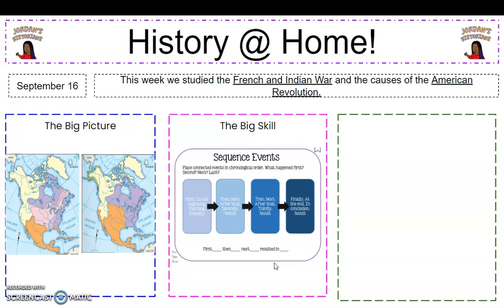Right now, we are focusing on the causes of the American Revolution, and your historian should have a timeline on pages 17 and 18 in their ISN. We will be sequencing events that led up to the revolution and then sequencing events of the American Revolution. Here are 3 questions that your historian should be able to answer.